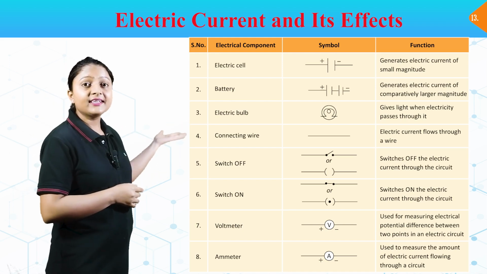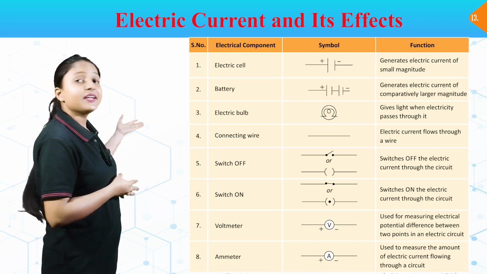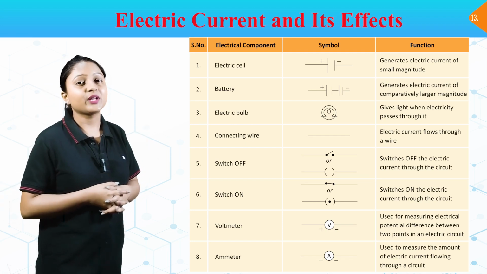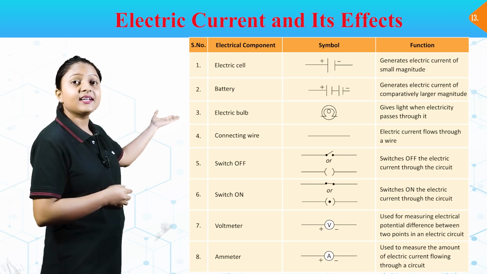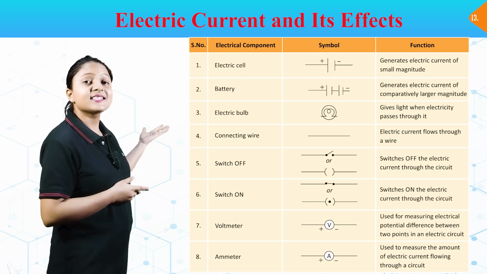Fourth, connecting wire. Symbol. Electric current flows through a wire. Number 5. Switch off. Symbol. Switches off the electric current through the circuit. Number 6. Switch on. Its symbol and its function. Switches on the electric current through the circuit.